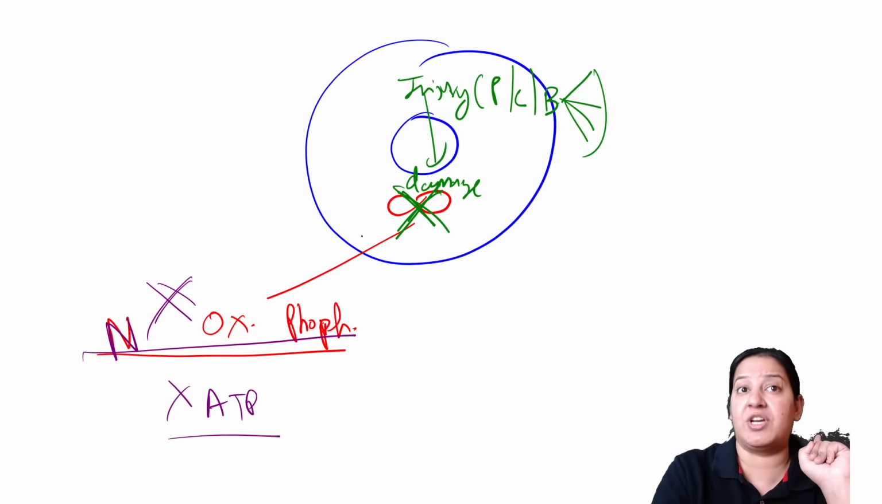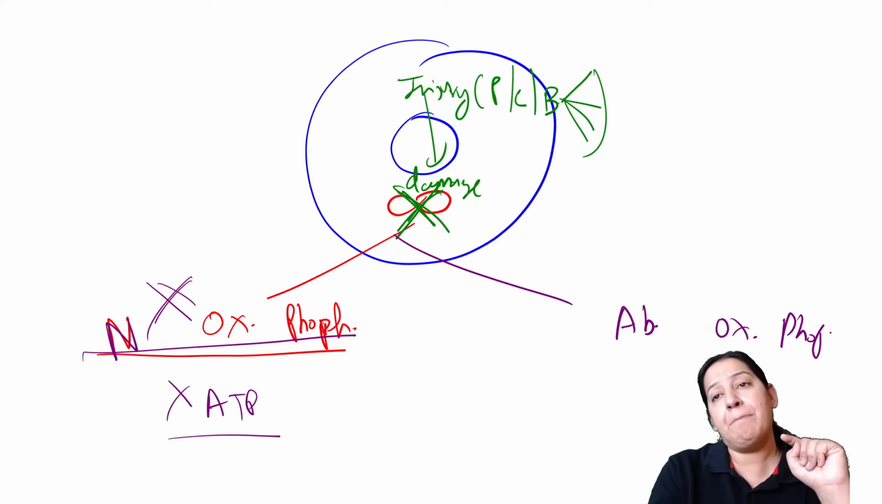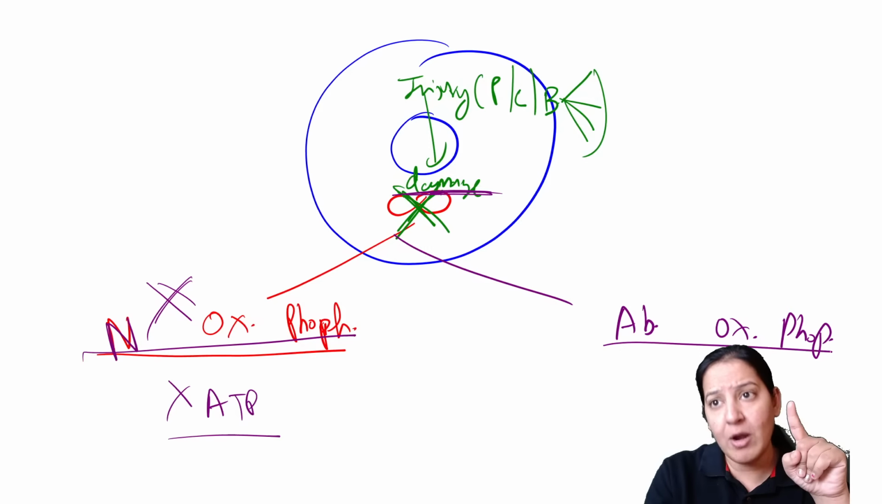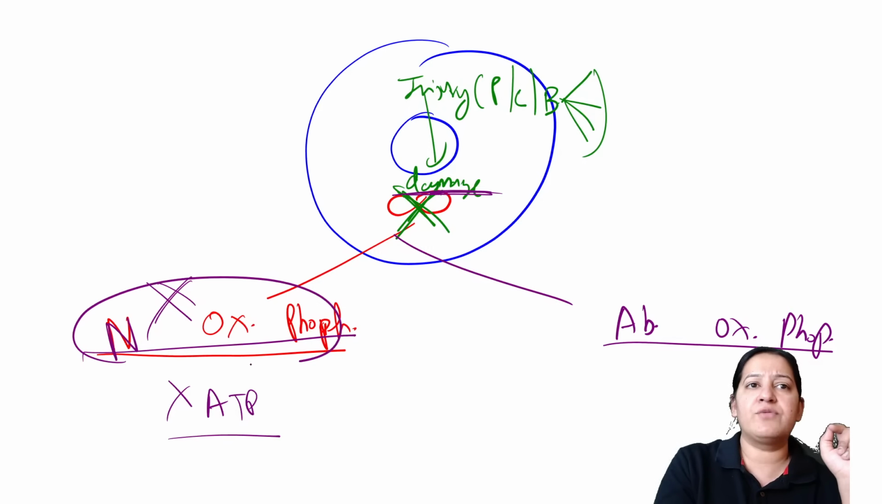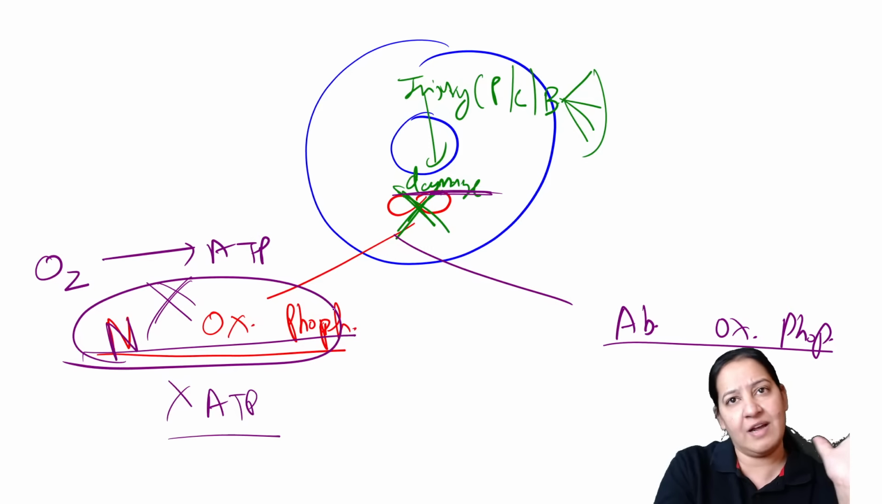One thing will be ATP depletion. Second, abnormal oxidative phosphorylation takes place. Abnormal oxidative phosphorylation will take place because of the damage. Normally, in normal oxidative phosphorylation, oxygen enters the mitochondria and gets converted into ATP.